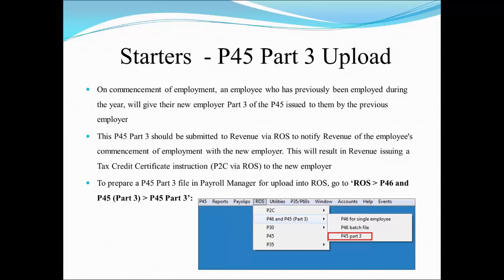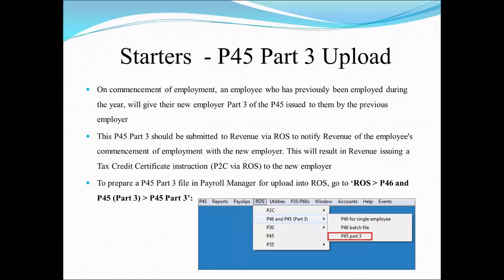So for an employee who has previously been employed during the tax year and they are now commencing employment with yourselves, they should be giving their new employer Part 3 of their P45, which was issued to them from their previous employer. On receipt of this P45 Part 3, you're then required to submit this to Revenue via ROS, and this is going to notify Revenue of the employee's commencement of employment with a new employer. Okay. On receipt of that P45 Part 3, Revenue will then issue a tax credit certificate, otherwise known as a P2C, for the new employer.